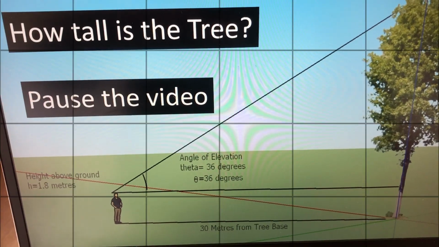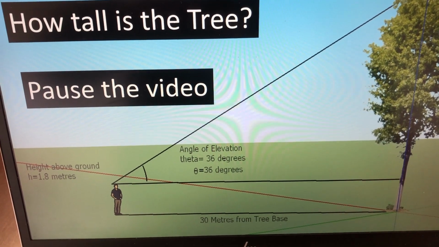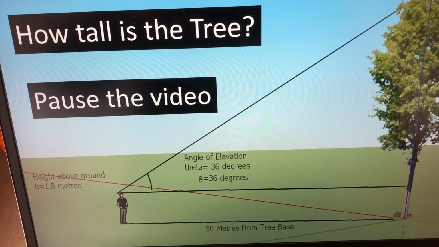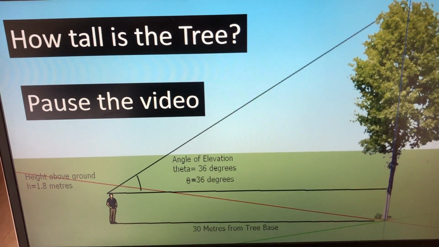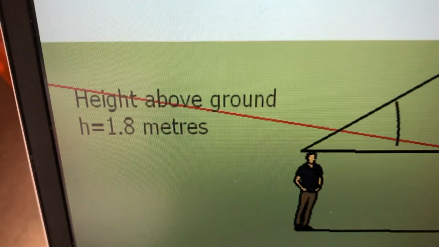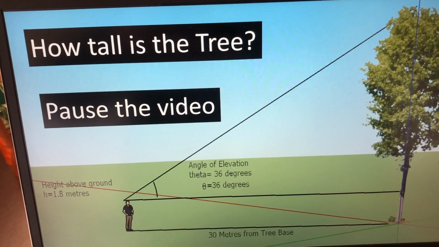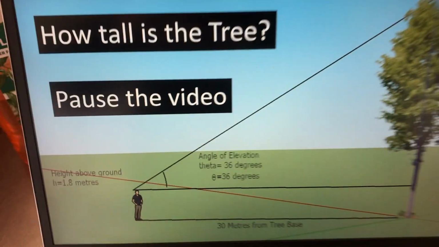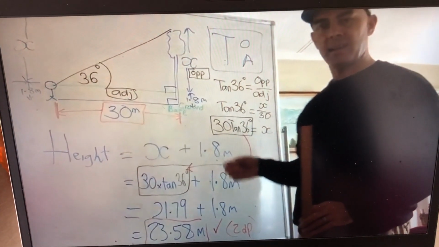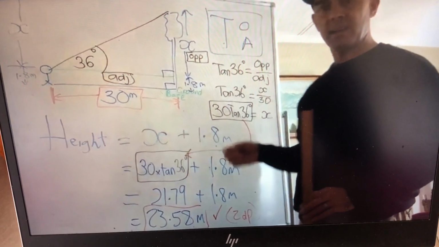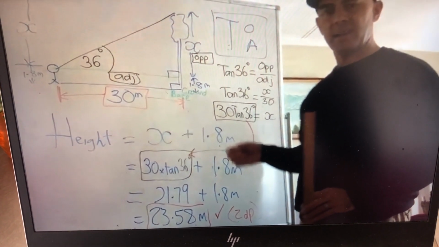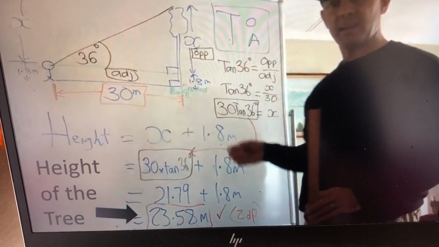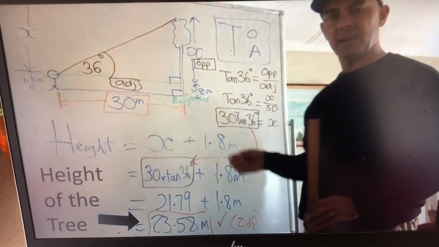Excellent. Calculations involve theta is 36 degrees. The height above the ground to where the clinometer had read the 36 degrees was 1.8 meters. And the tree base to where the observer is 30 meters. So going through the calculations, we're going to use trigonometry on a right angle triangle, as you can see on the screen, to work out the height of the tree as 23.58 meters.